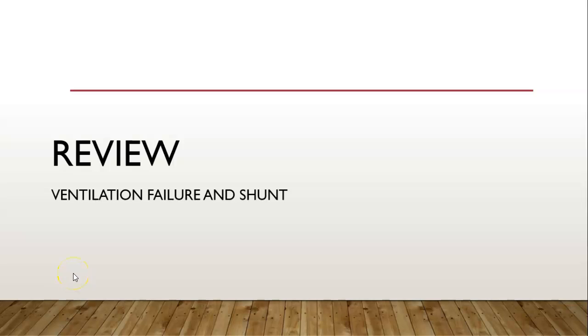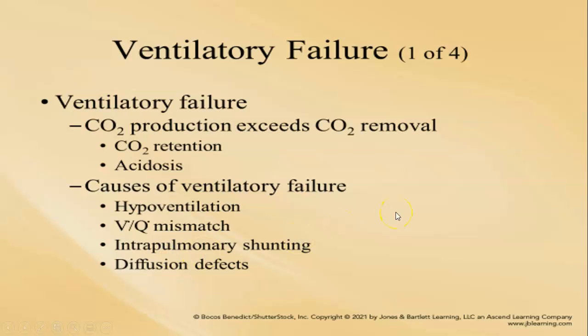Hi, we're going to talk a little bit about respiratory ventilatory failure and shunt. So ventilatory failure is a CO2 production that exceeds the ability for the lungs to remove the CO2. And the result is CO2 retention and acidosis. The causes of ventilatory failure are hypoventilation, VQ mismatch, intrapulmonary shunting, and diffusion defects.